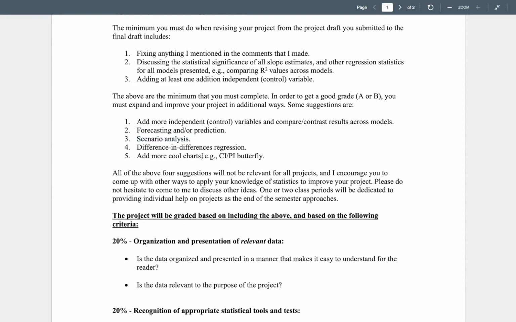Add more cool charts is always another way to go. Adding cool charts is a great way to show off your skills when you graduate with your degree. Employers love cool charts to show to clients. One of those that we've looked at is that butterfly chart. You could do that for your project.